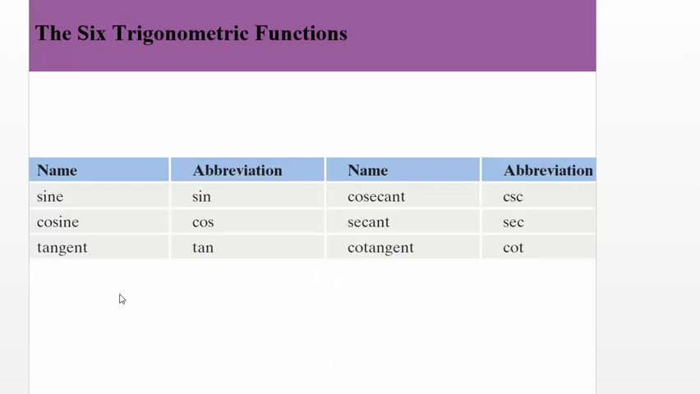And this is going to bring us to our six trigonometric functions now. So here comes the six functions, and they have the name of each one, the abbreviation. So we're going to talk about next the sine, cosine, tangent, which is abbreviated over here. And the reciprocal of sine is cosecant. The reciprocal of cosine is secant. And the reciprocal of tangent is cotangent.